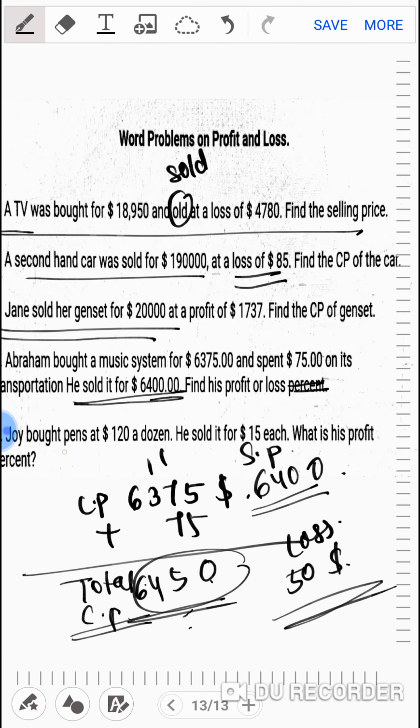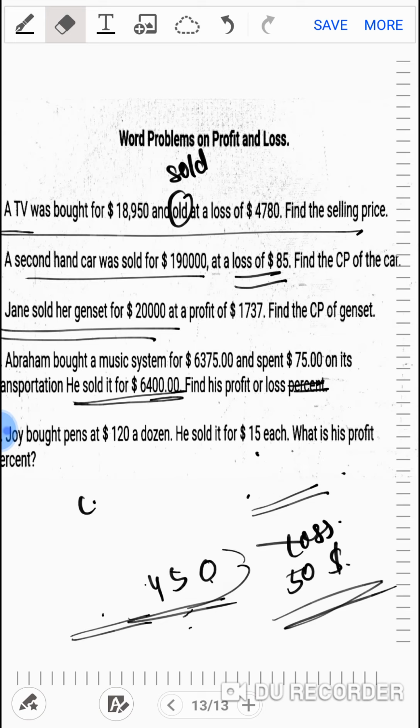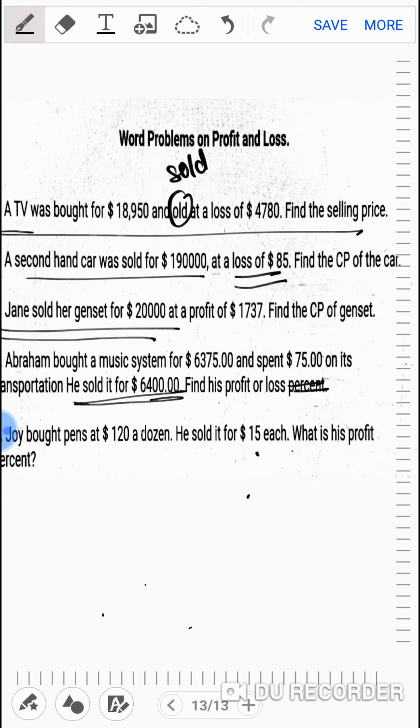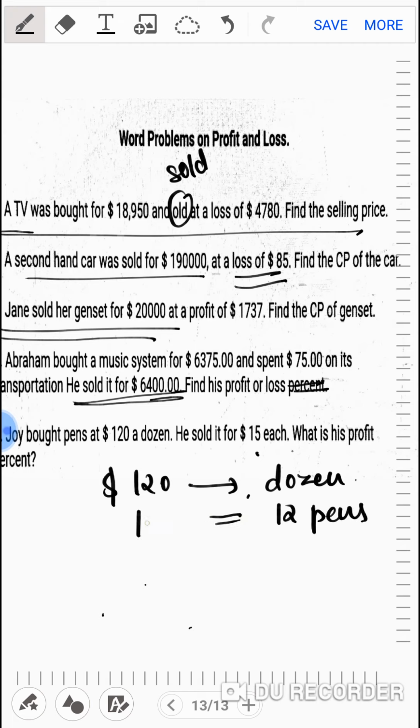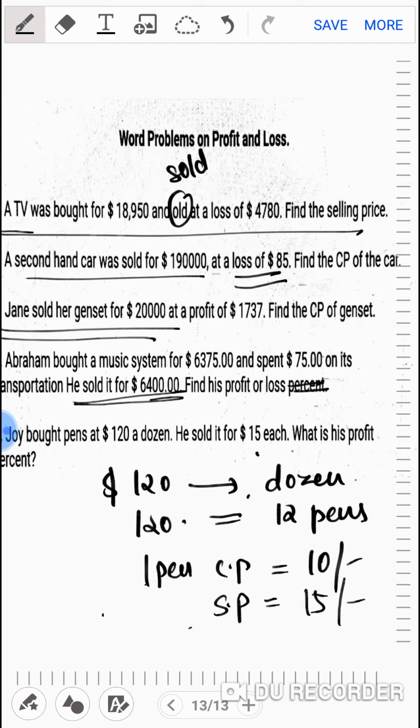Clear? Joy bought pens at 120 a dozen. He sold them for rupees 15 each. My dear kids, he bought for 120 for a dozen. What do you mean by dozen? That means 12 pens. He bought for 120. So 1 pen CP will be 10 rupees, my dear kids. He sold them for 15 each. So what is his profit? Profit is naturally 5 rupees per pen. Okay. Got my point clear?